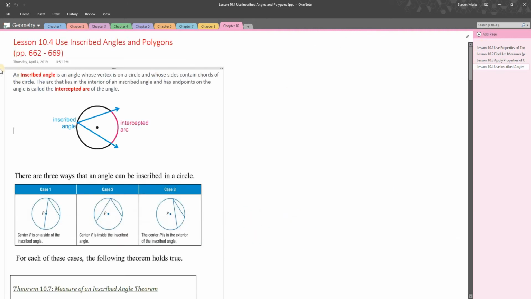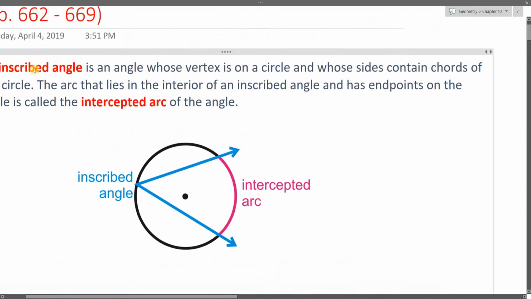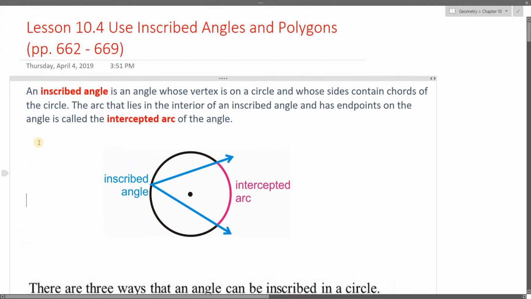So 10.4. So we're going to 10.4. This particular lesson is 10.4 using inscribed angles and polygons. And so let's get this going to where it's a certain size. All right. So this is going to be on page 662. 662, you can go there.